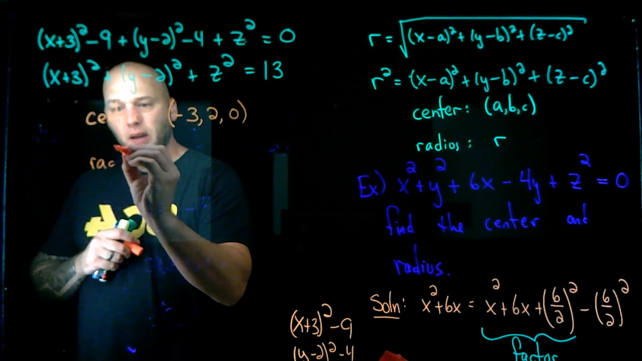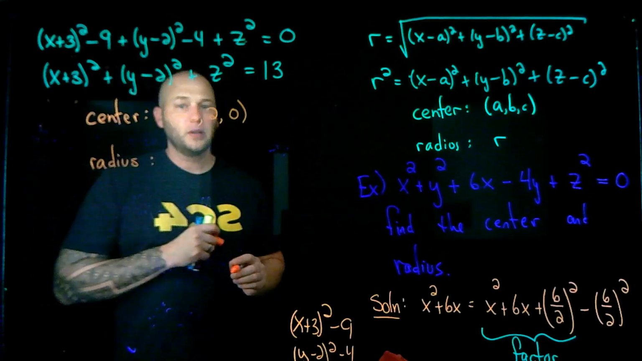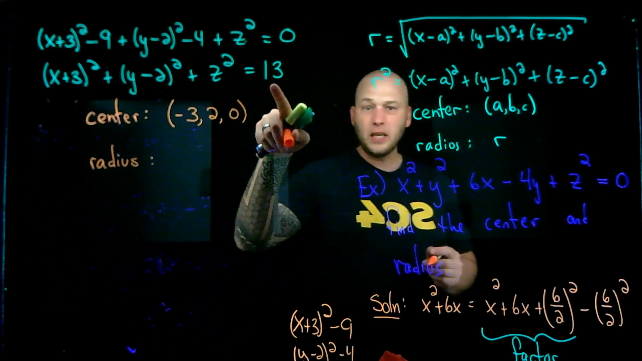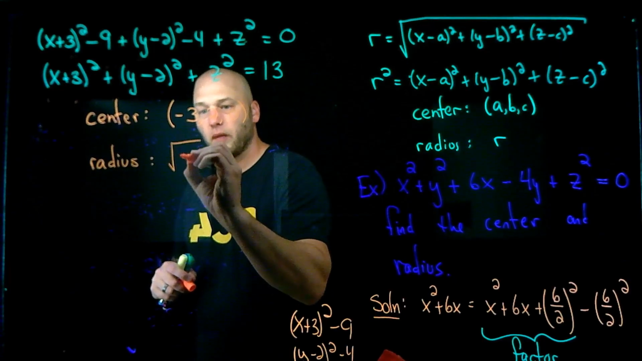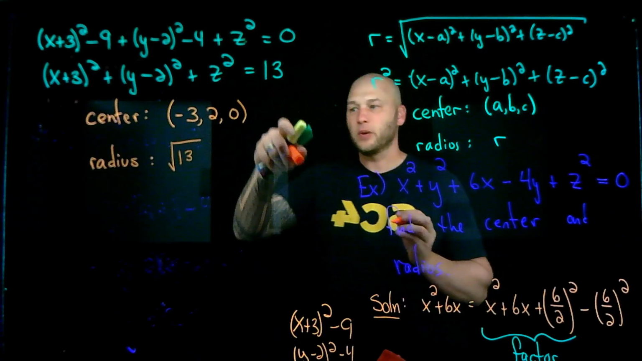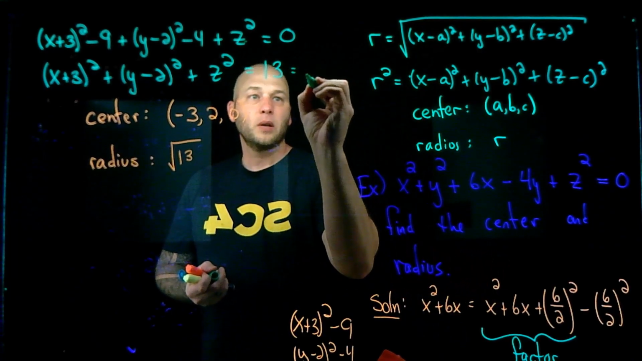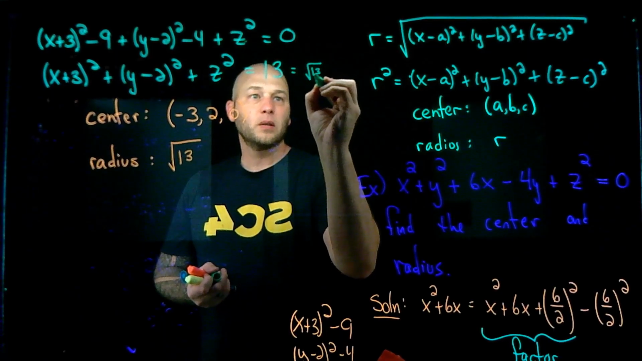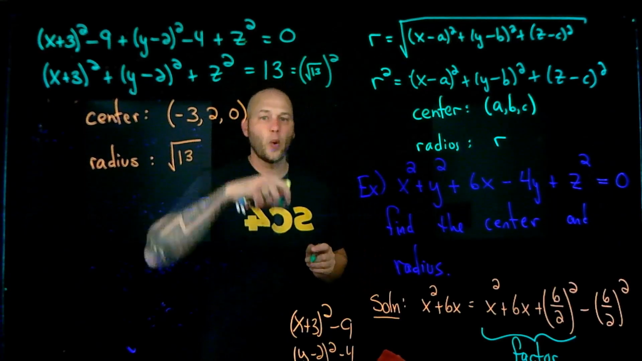And the radius, this is probably the most common mistake, is for people to say then the radius is 13, but the radius of course is the square root of 13. So it's the square root of that number on this side. Because remember, this 13, of course, is the same thing as the square root of 13 squared. And this number here is the square of the radius. Okay.